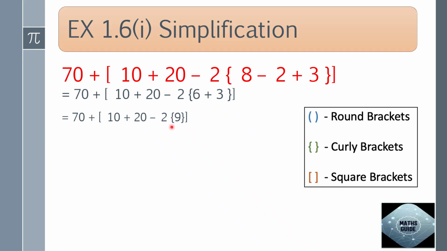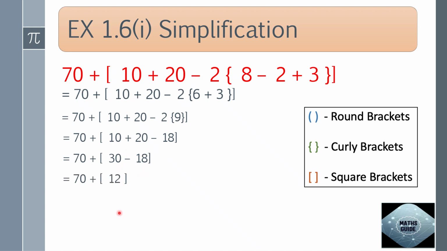So we will multiply 2 by 9 and our next step will be 10 plus 20 minus 2 times 9, which is 18. Now we have a square bracket with addition and subtraction in it, so again we move from left to right. We add first, then subtract. So 10 plus 20 is 30, minus 18. Then we have 12 in the square bracket. As it is a single answer we can remove this bracket. Now we add 70 and 12 and the final answer is 82.